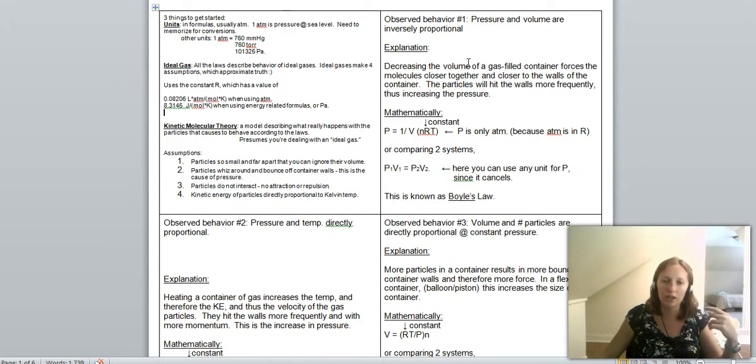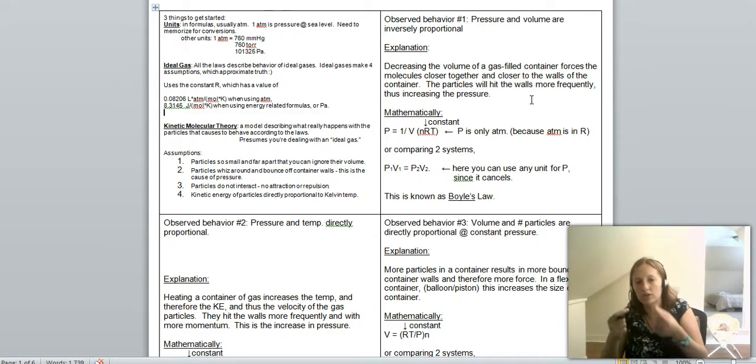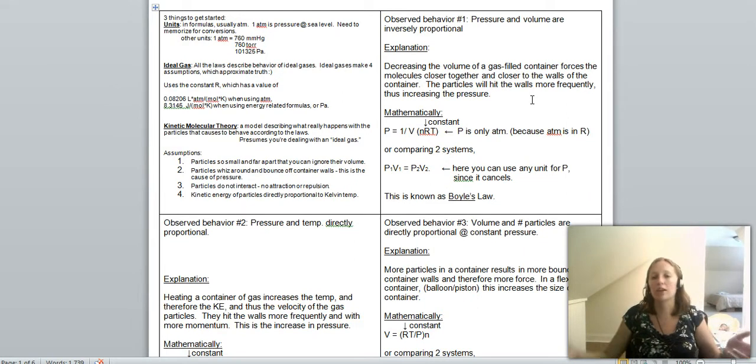And the kinetic molecular reasoning behind this is that if you decrease the volume, the particles are closer together. And when they're closer together, they'll hit the walls more frequently, so you've got more pressure. So that's the explanation for that observed behavior.